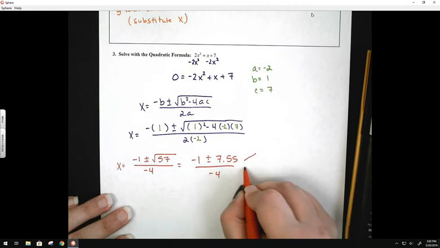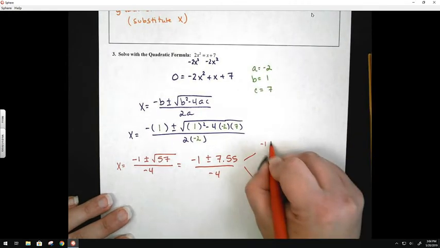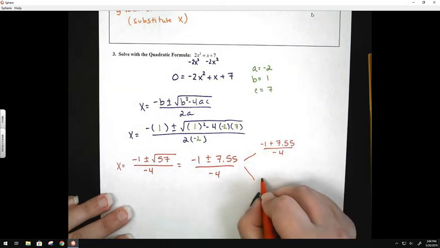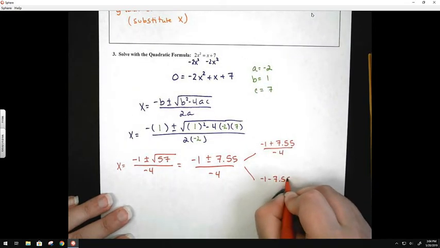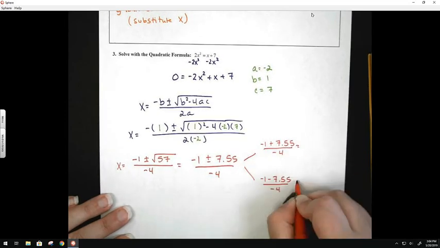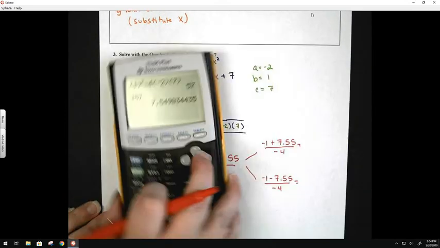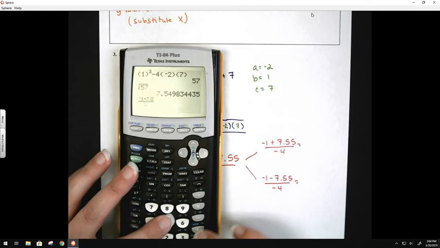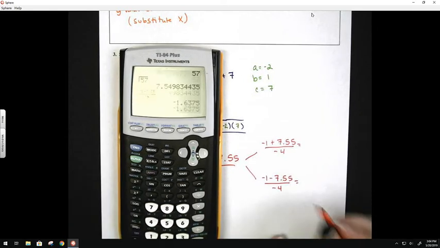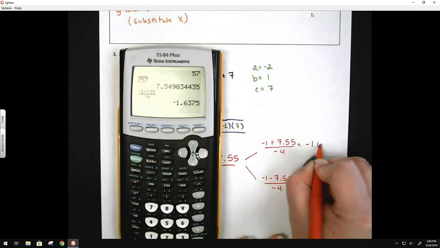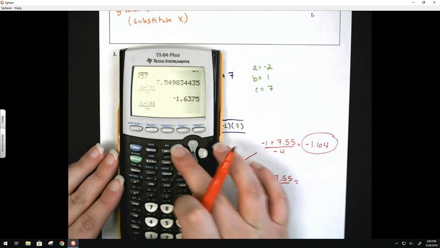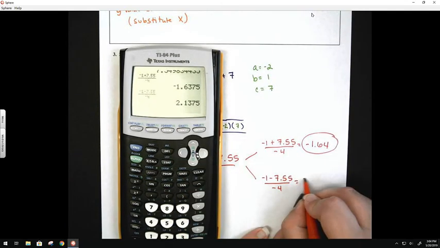We have to remember that the plus or minus means we need two solutions. So it's negative 1 plus 7.55 over negative 4, and it's negative 1 minus 7.55 all over negative 4. So we're going to go ahead and figure those out. So in the calculator, to get our fraction, negative 1 plus 7.55 all over negative 4, we get negative 1.64 as one of our answers. And then if I do the same thing but change this to a minus sign, we get 2.14 as our other solution.